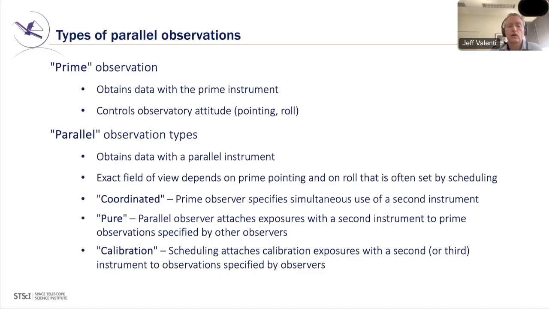So there are basically three types of parallels. Coordinated parallels are the prime observer saying, I'm going to use NIRCam, say, or NIRSpec. But I also want to take NIRCam data simultaneously because I'm going to use that data in my science case as well. So once there's a coordinated parallel, there's no opportunity for pure parallel observers to attach to that visit anymore.